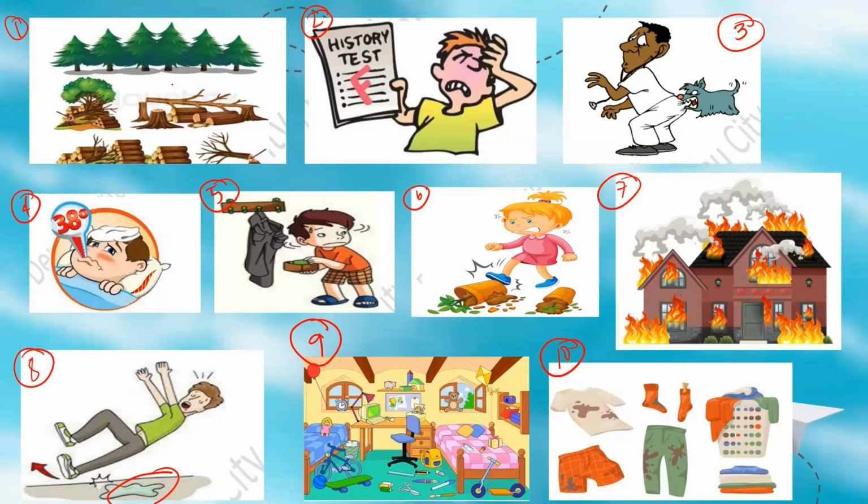Number 1, what should we do for trees that are illegally cut? Simple. We can prevent or tell the government to criminalize cutting of trees, or we can plant more trees to cover up for these trees that are cut down. 2, simple. We have to study well so we don't fail. And if someone is bitten by a dog, what should we do then? We should bring the man to a hospital.